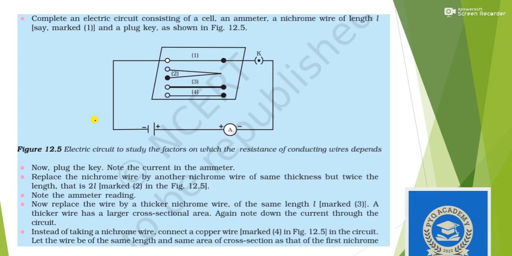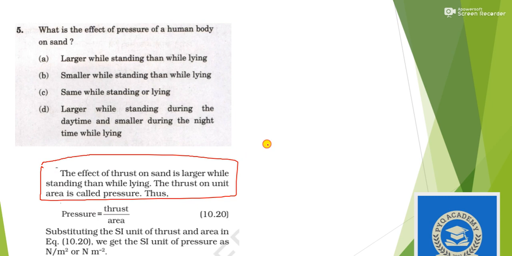This is an example taken directly from NCERT. What is the effect of pressure of a human body on sand? This is from class 9, in which it is written that the effect of thrust on sand is larger while standing than while lying. So larger while standing than while lying is the correct option.